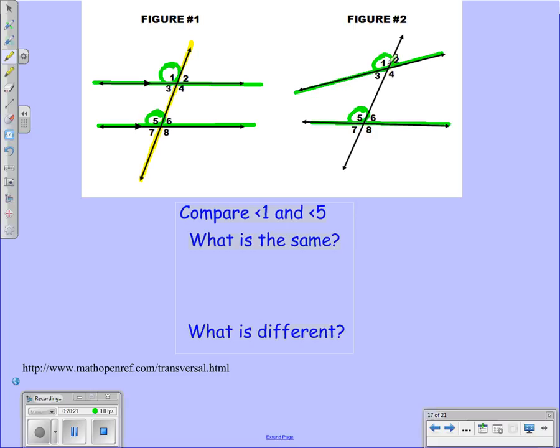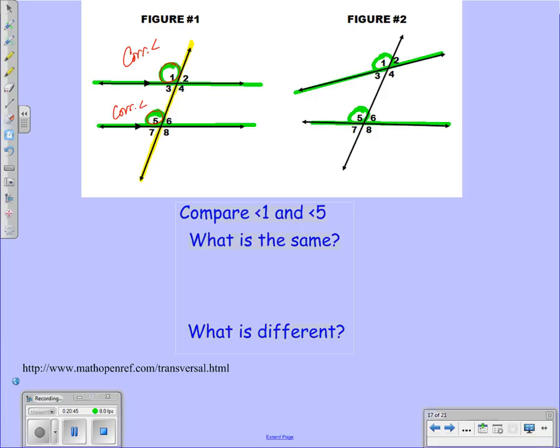And even just looking at them, you can kind of see in our figure 2 that angle 1 and angle 5 do not look like they are equal to each other. However, we know now angle 1 and angle 5, they're on the same side of the transversal. One's on the outside, one's on the inside. So these are our corresponding angles. And what we found out from corresponding angles is that they are congruent.